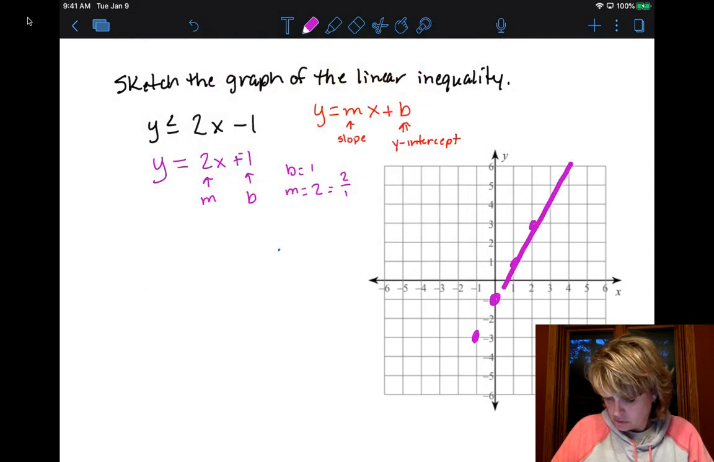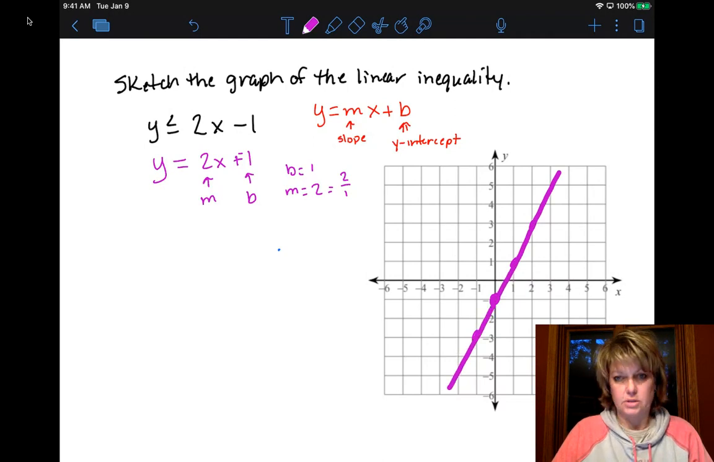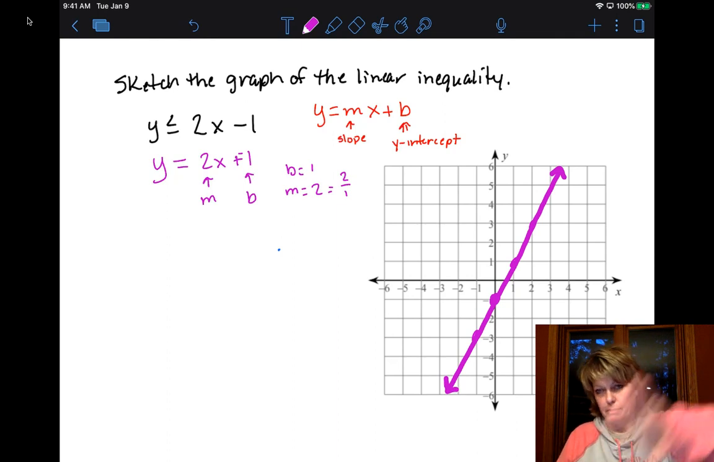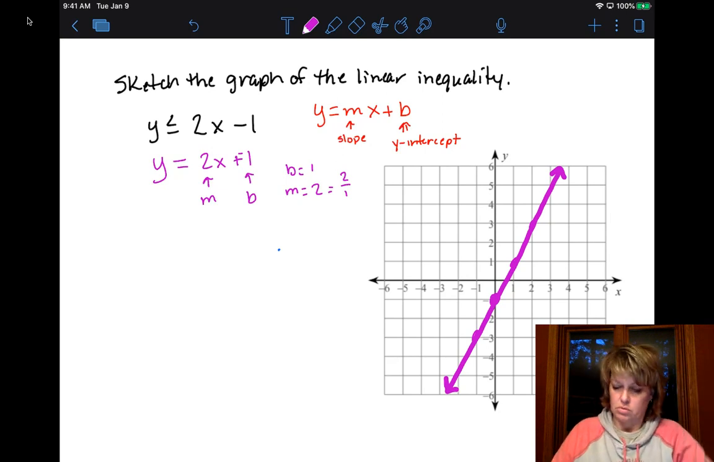Through those points, I don't know if I can change it. Hang on, see if I can do that. There's my line. It's as close as it's going to get. And remember, it's a line. It goes forever. That line is dividing that coordinate plane in two pieces. There's above it to the left, and there's below it to the right.